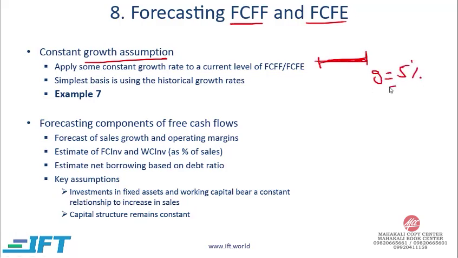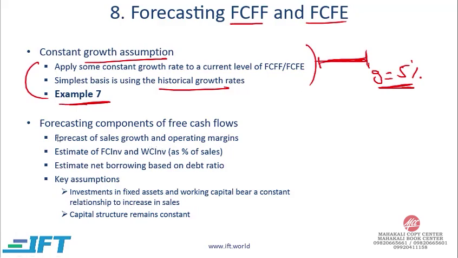And where do you come up with this number? The simplest thing to do is to use some historical growth rate. Not some historical growth rate, but the historical growth rate of this particular company. And if you have reason to believe that this rate will continue, then you use it. Example 7, which is one of the simplest examples you'll ever find, uses this method.